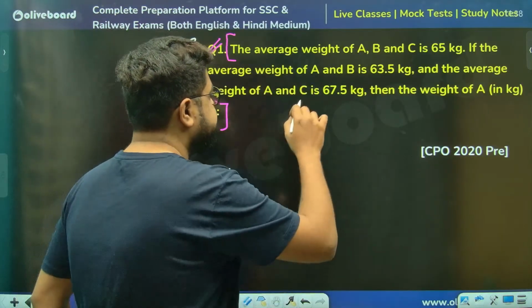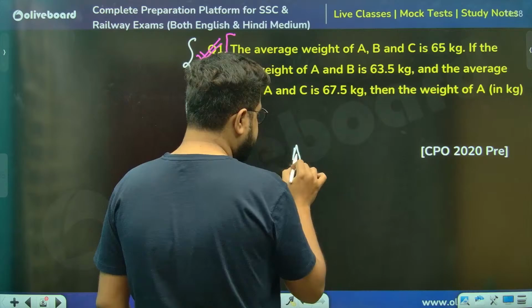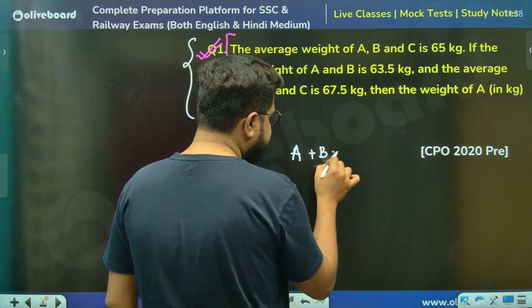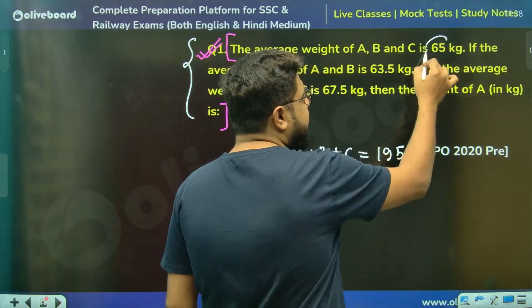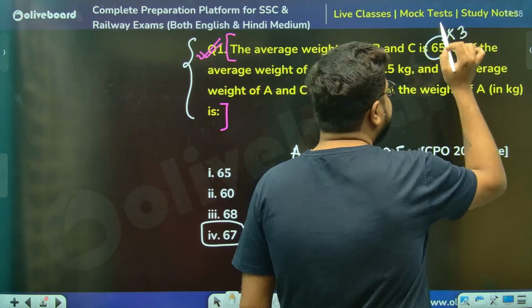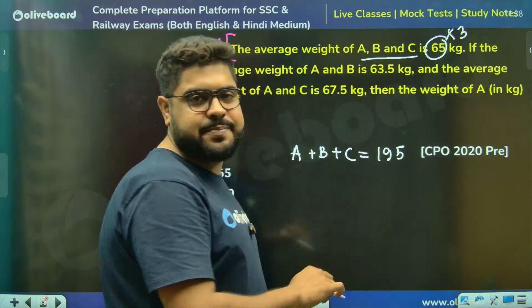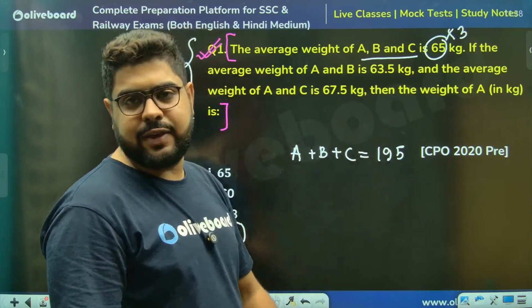So let's understand. A plus B plus C. Sir, can you get the sum? Sir, you will say, "Arey, sum is very simple, sir." Sum is average into n. N is 3 here, for A, B, C. So 65 into 3 is 195.